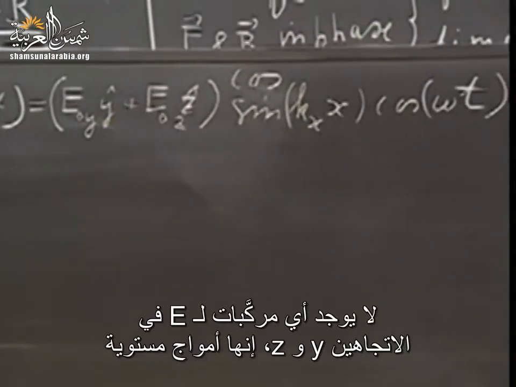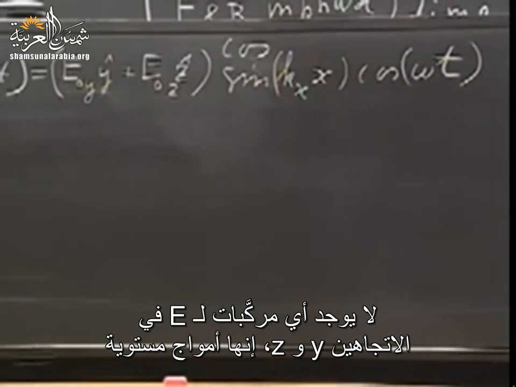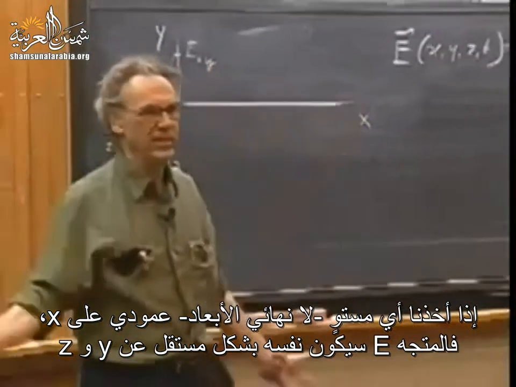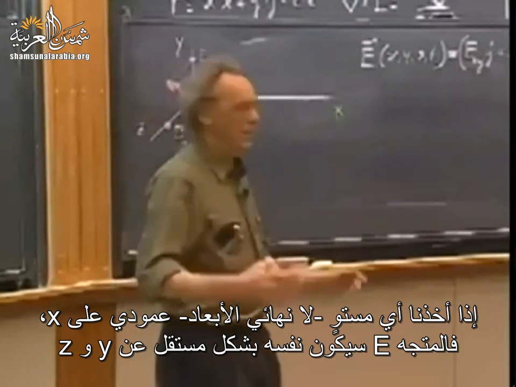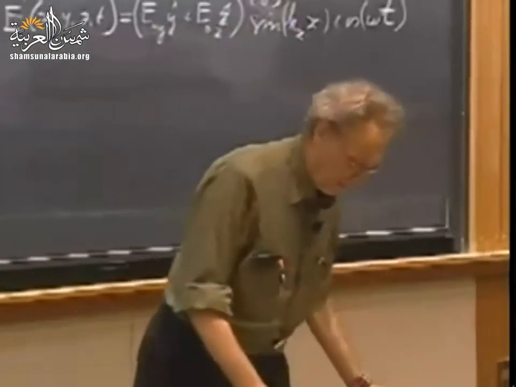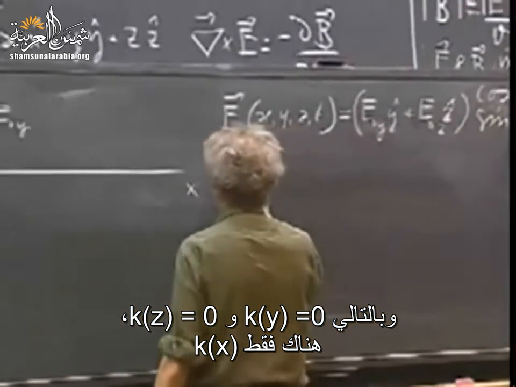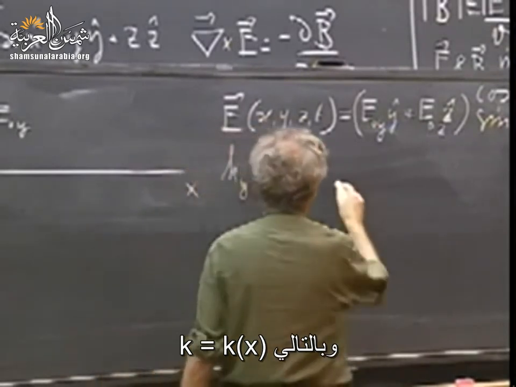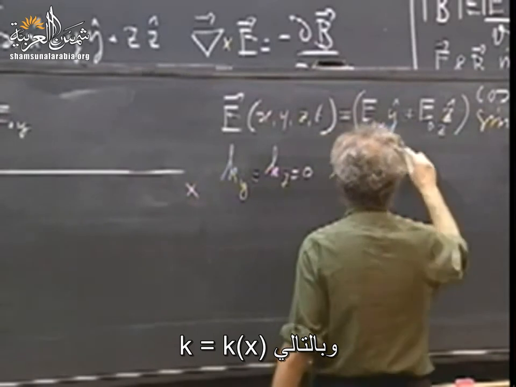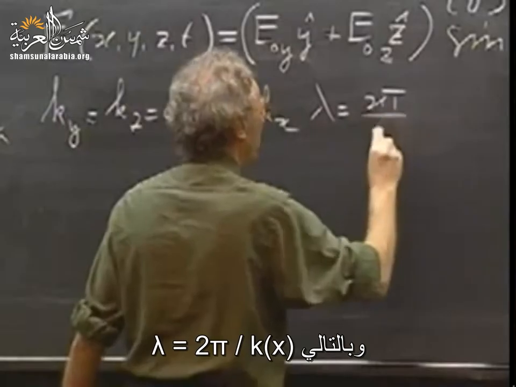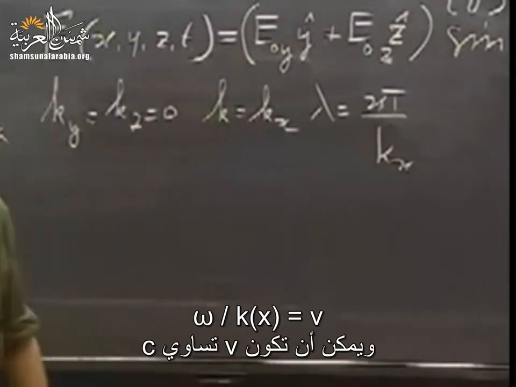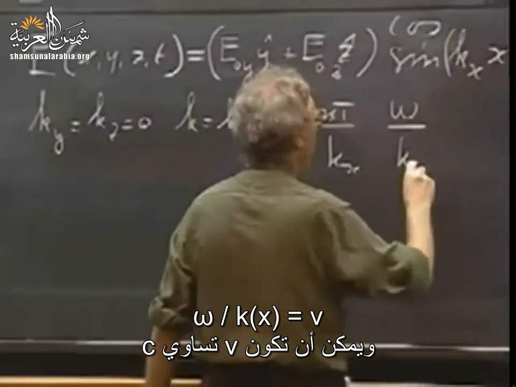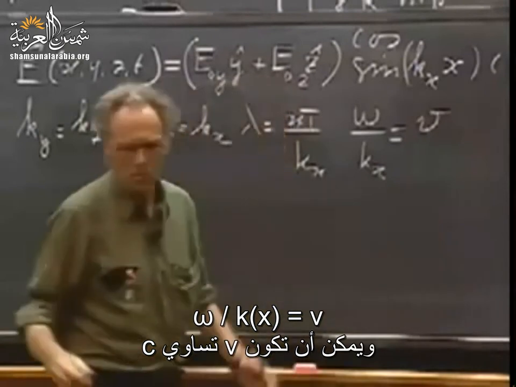There is no dependence of E in y and z. The plane waves. So if you take any plane perpendicular to x, infinite in size, independent of y and z, the E vector will be the same. And so therefore, k of y is 0, and k of z is also 0. So there's only a k of x, and so k then equals k of x, and so lambda is 2 pi divided by this value then. And omega divided by that k, omega divided by this k value, I write an x, but you can leave the x out, would then be v, or it could be c, of course.